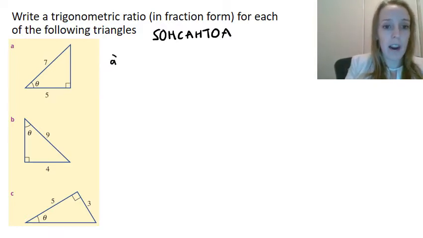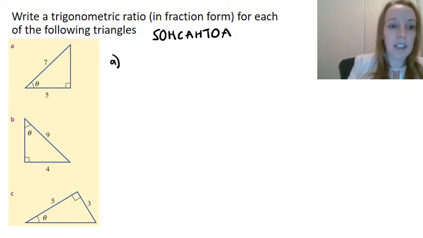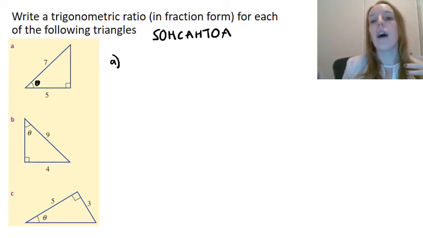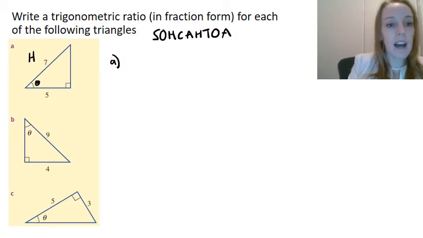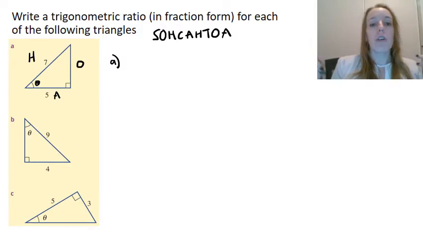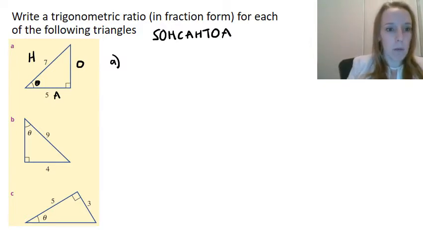So we have to figure out what sides are we given. So this is our angle here. So we can work out which is the hypotenuse, the opposite, and adjacent. So obviously this is our hypotenuse on this side, this is our adjacent, and this is our opposite. So now we've got to look, which sides are we given? Well, we're given the hypotenuse and we're given the adjacent.